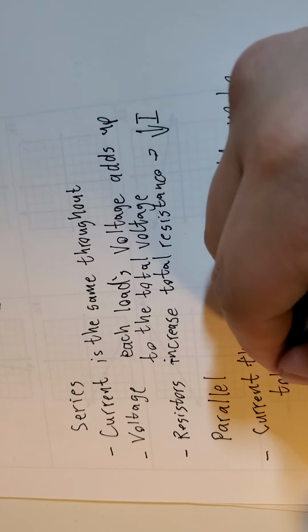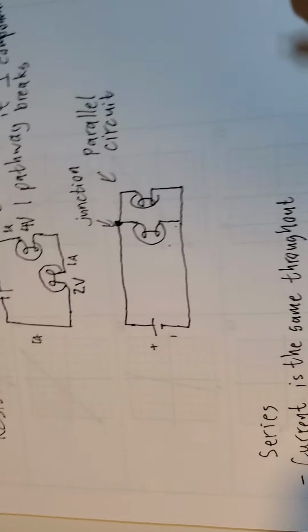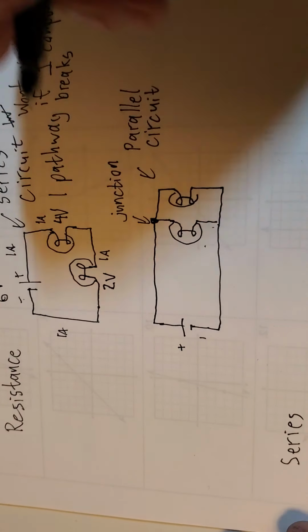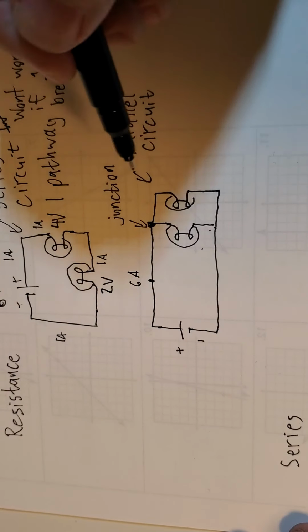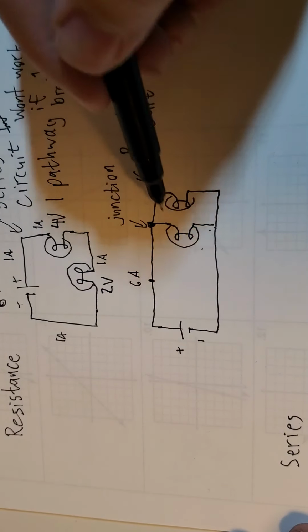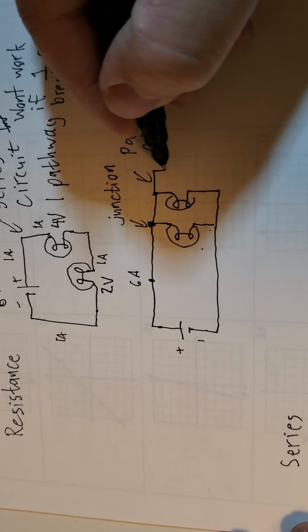So what does this mean? Well, this means if we look at our current up here, and let's say that we've got maybe 6 amps going through here. At this point right here, this one, we could even draw a third light bulb. Why not?